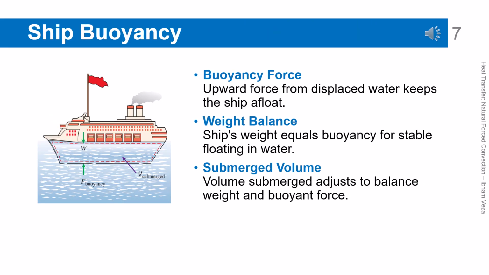Ship buoyancy concept. The buoyancy concept explains why objects can float in a fluid. The upward force appears due to pressure differences caused by displaced fluid volume. For equilibrium, the weight of the ship must equal the buoyant force. The submerged volume of the ship adjusts to satisfy this force balance. This principle is also the basis for understanding buoyancy in natural convection.